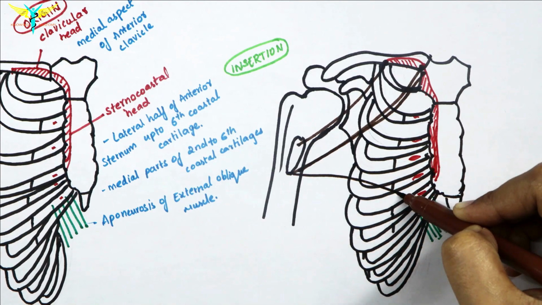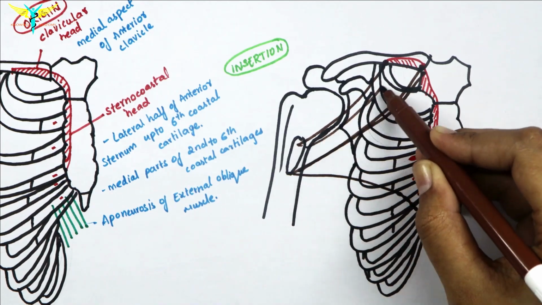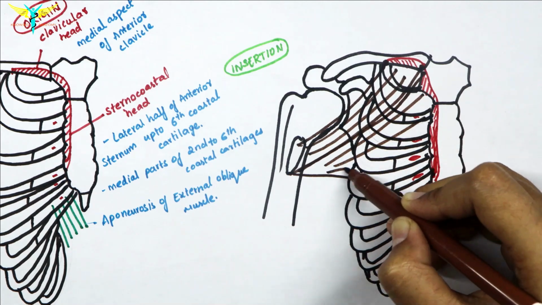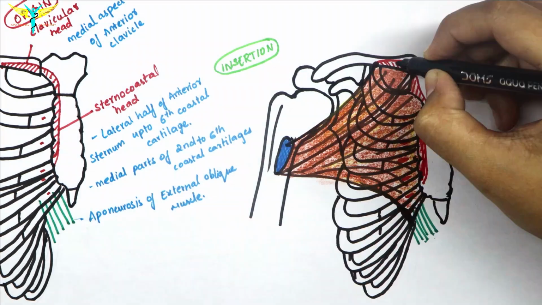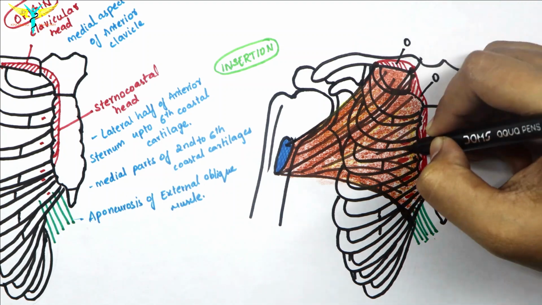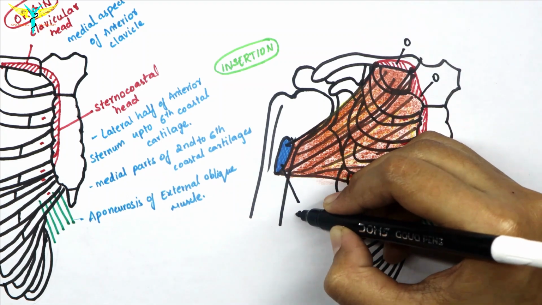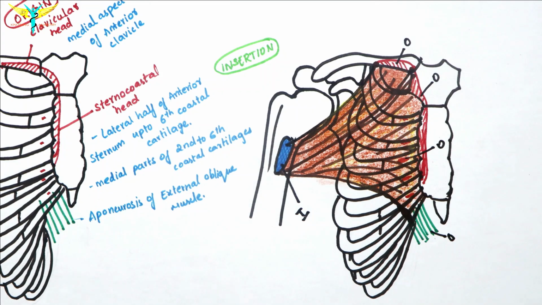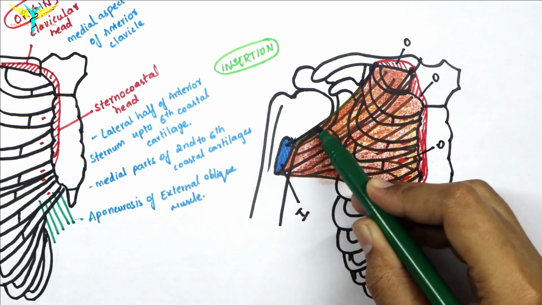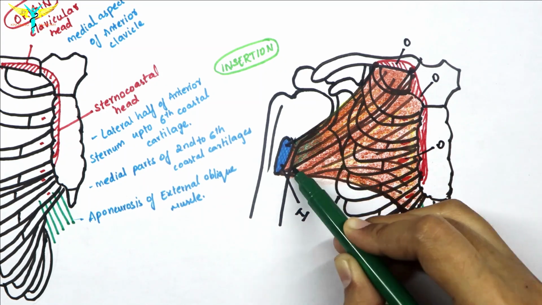As it is a fan-shaped muscle, so this is the course of the pectoralis major muscle. So this is the origin and this is the insertion. This fan muscle, while inserting, forms a U-shaped tendon. So here somewhere will be the tendon near the insertion.